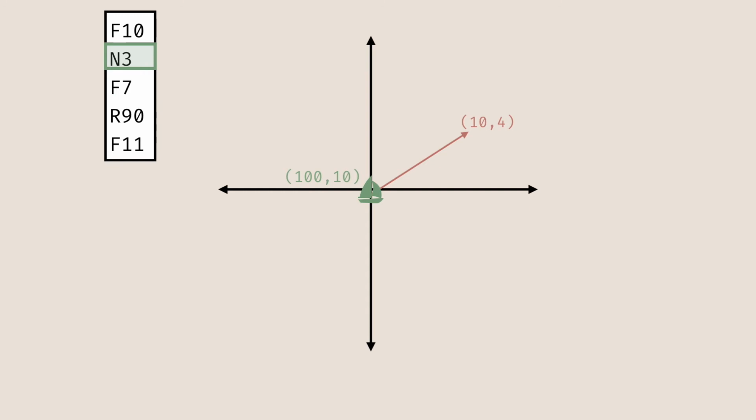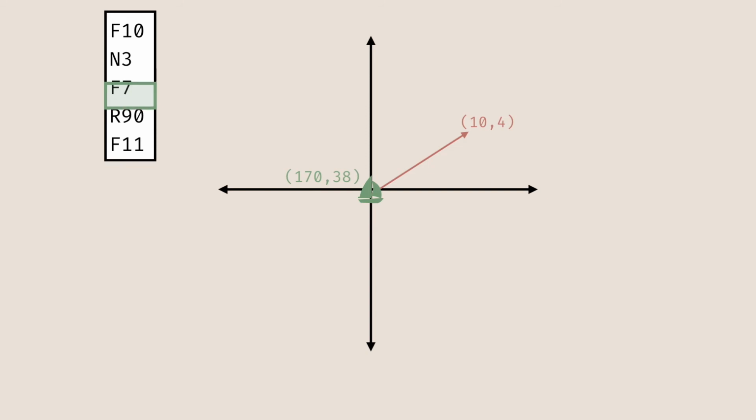But if I go to my next input, I have F7, so that means my ship should move toward the waypoint 7 times over. And to do that, like before, I can just multiply the components of my waypoint by 7. So now I can add that 70 and that 28 to the position of my ship, right? So now my ship is positioned at 170, 38. And here we have a pretty interesting operation next.